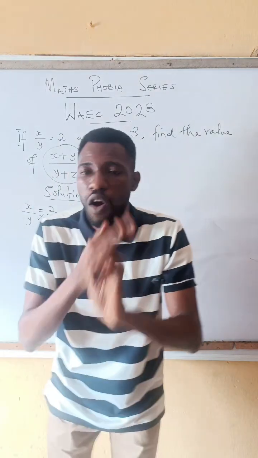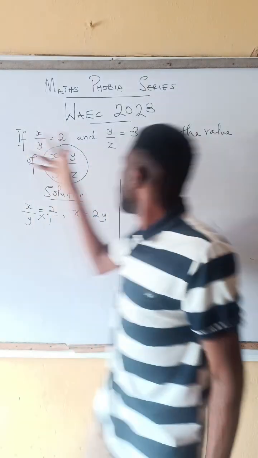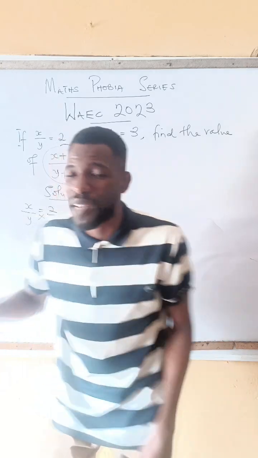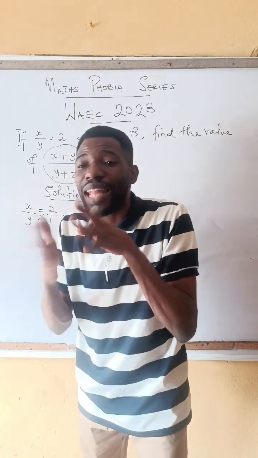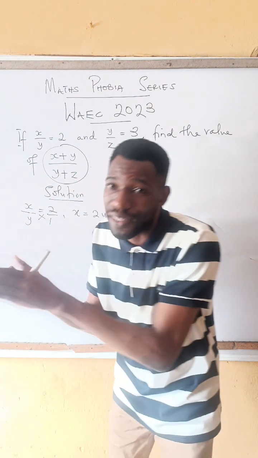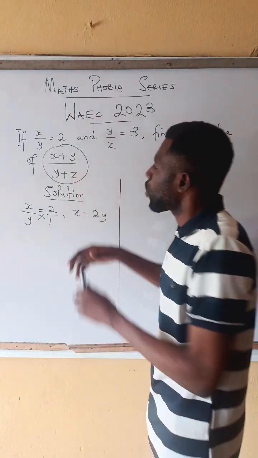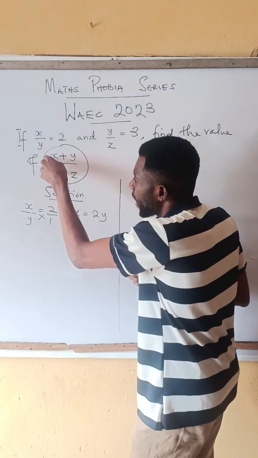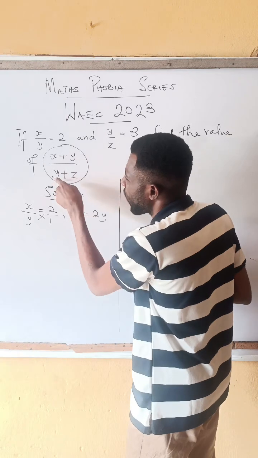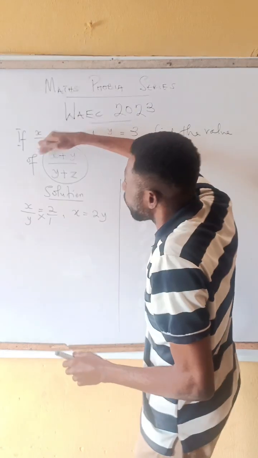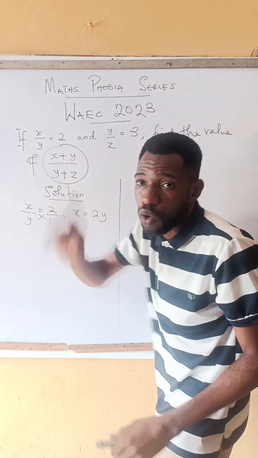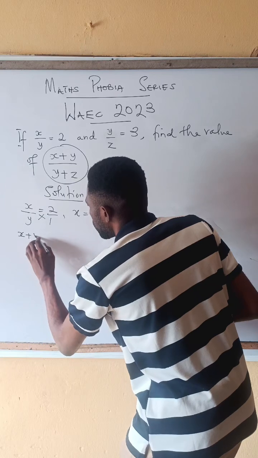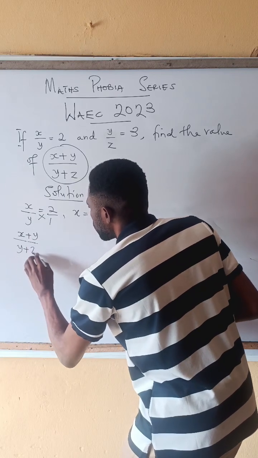Alright? If you're asked to solve, evaluate, or find the value of something, that means the end product, what you show up as your answer, should be a number. But if they say simplify, that means likely you may still have letters in your answer. Okay? So since we're looking for the value, we have to put everything in terms of y. Replace x with 2y. We're going to have 2y plus y over y plus z.